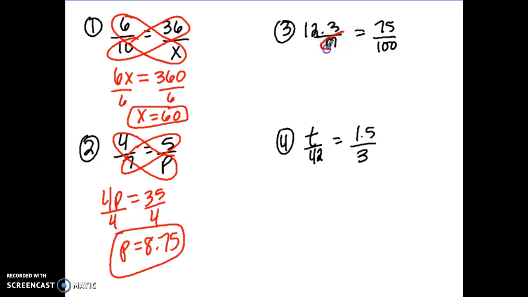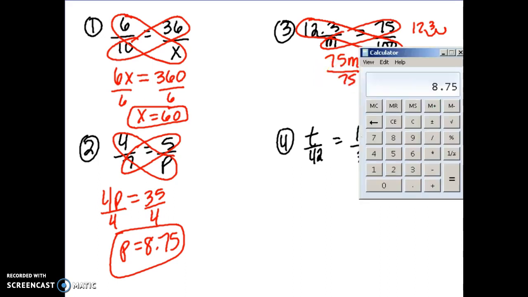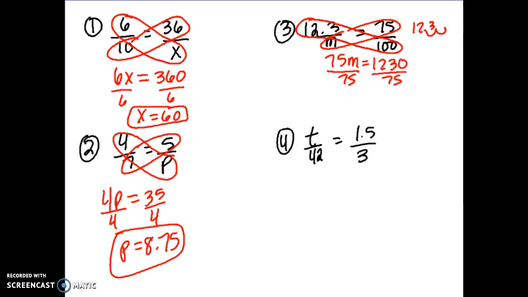Number 3, 75 times m is 75m. 12 3/10 times 100. When you multiply by 100, you move the decimal to the right 2 places. So that's 1,230. Divide by 75. 1,230 divided by 75 is 16 4/10.